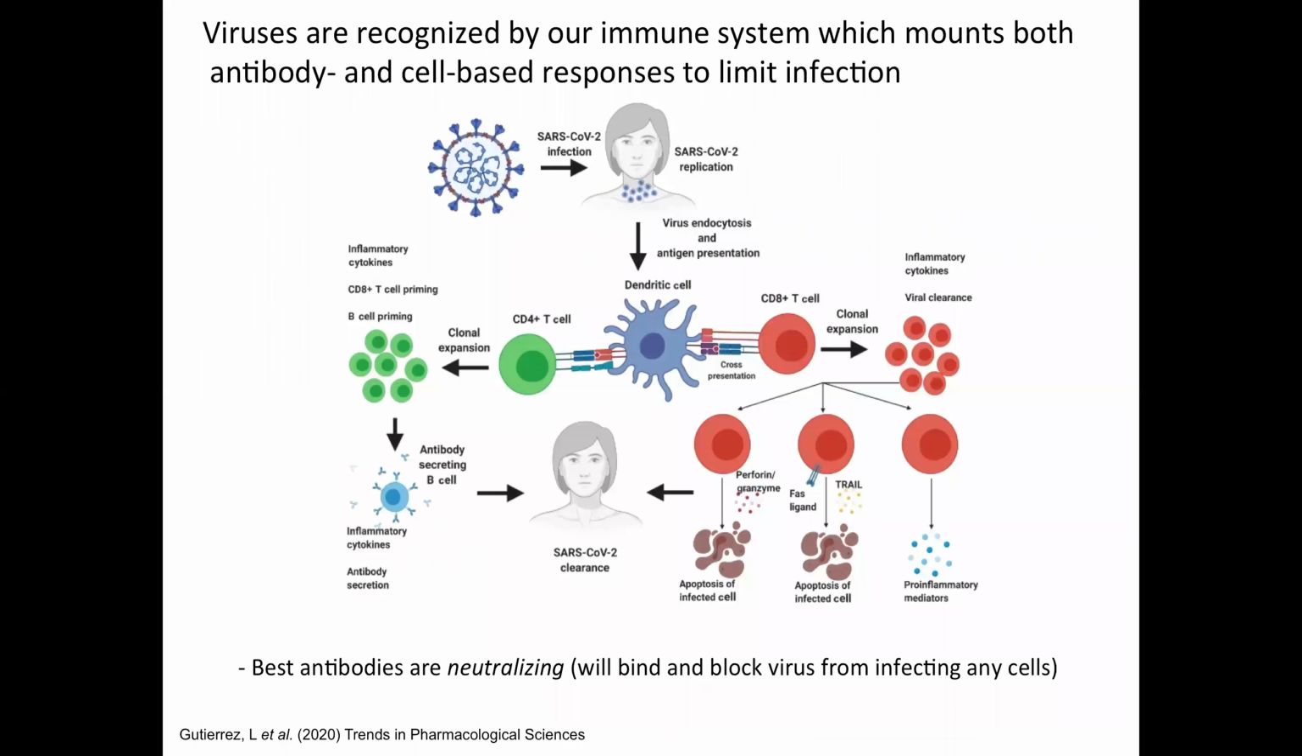Now, all viruses, including the one causing COVID-19, are recognized by our immune system, and our immune system mounts a response that will help limit infection. When the virus enters, it is presented to cells within our immune system, and this leads to two responses. One, a T-cell mediated response that identifies and degrades infected cells, as well as an antibody mediated response. These antibodies, including the ones we really want, which are called neutralizing antibodies, will bind and block the virus from infecting any new cells, thereby limiting the infection.